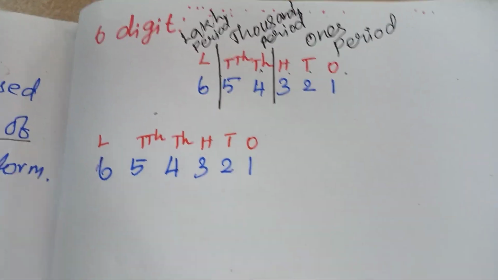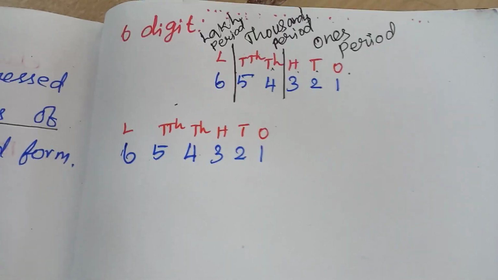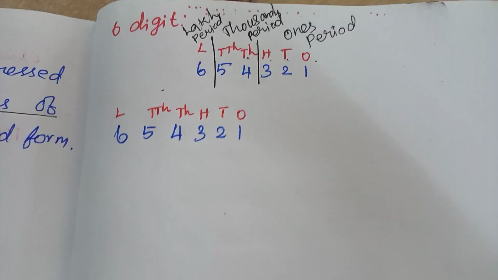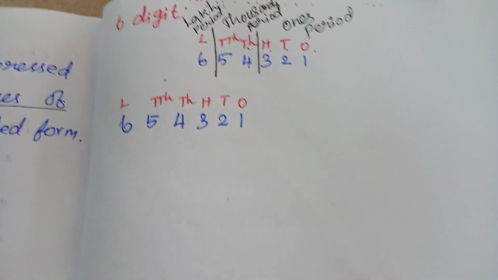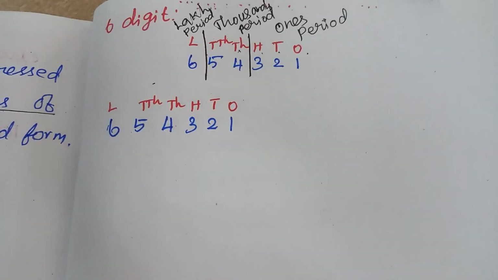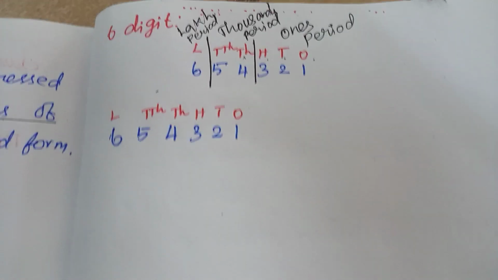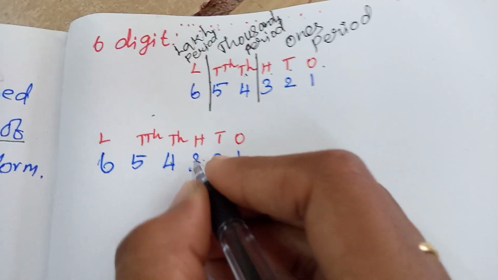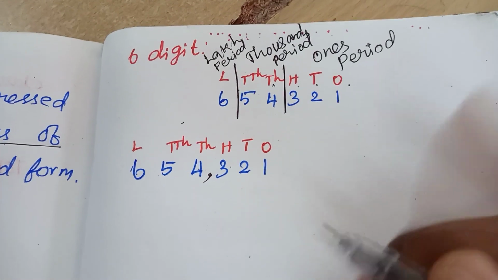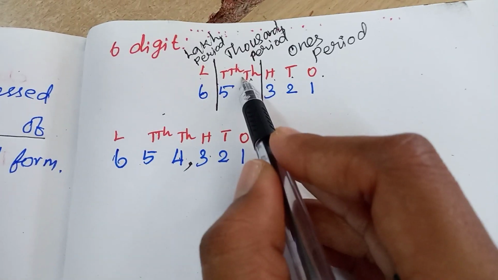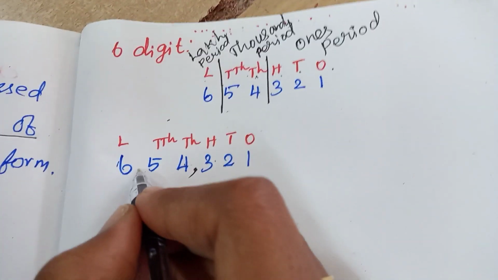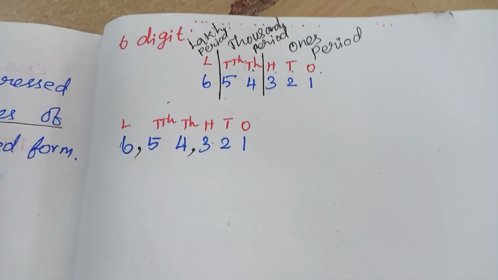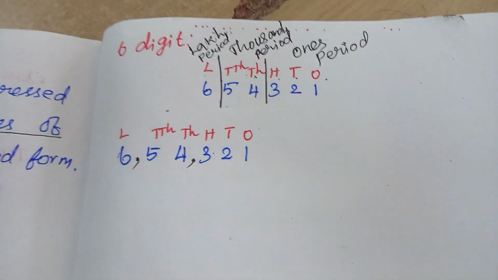Okay, so the next step is to divide that number using commas, with the help of the place value chart. I already told you in the 5-digit number, between the 1000 and 100 places we have to split. Here also we use a comma between 1000 and 100. Next, between lakh and 10,000 we have to put one comma. So this is the way to put the commas in a 6-digit number.